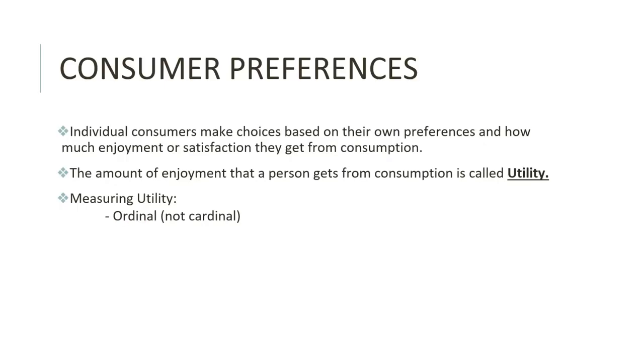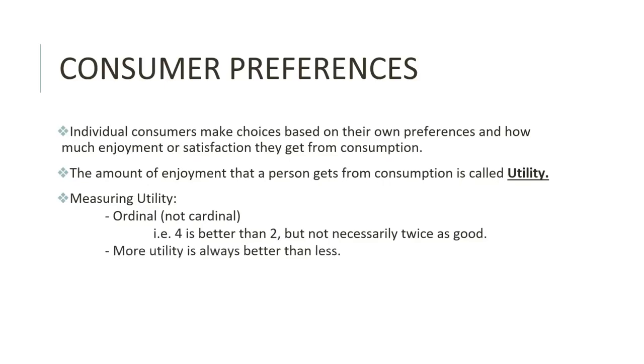There's a lot of other things that go into that. So ordinal, 4 is better than 2, but not necessarily twice as good. More utility is always better than less. So our goal in these examples is to maximize total utility. We are trying to get the highest amount of happiness possible.